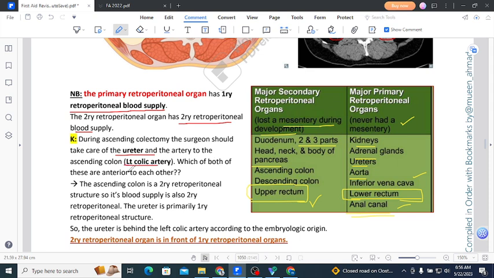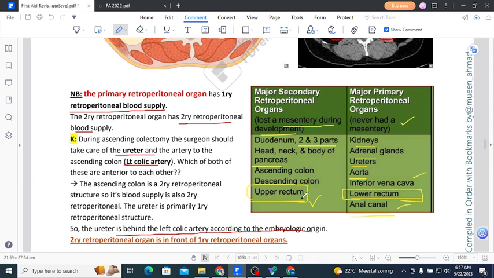Which of both of these are anterior to each other? The ascending colon is a secondary retroperitoneal structure, so its blood supply is also secondary retroperitoneal. The ureter is a primary retroperitoneal structure, so the ureter is behind the left colic artery according to the embryonic origin. So basically there is kind of a rule. The ureter is behind almost all the structures in the abdomen, except for the iliac arteries. It is moving over the iliac arteries, and for the rest of the structures it is below them.